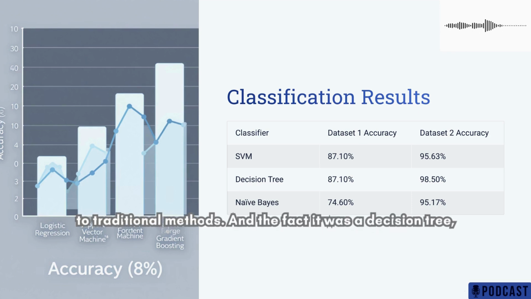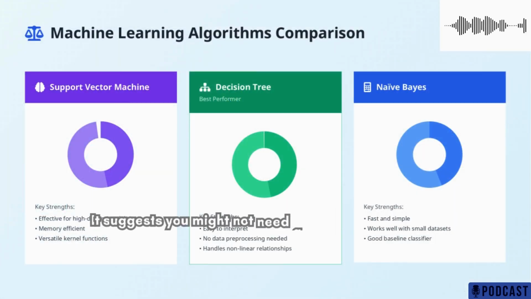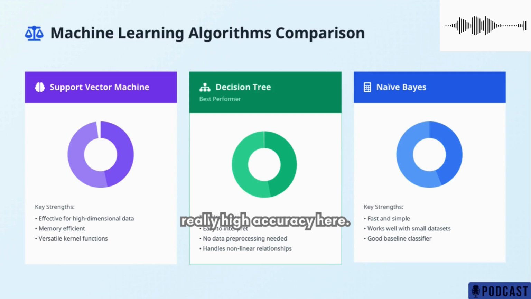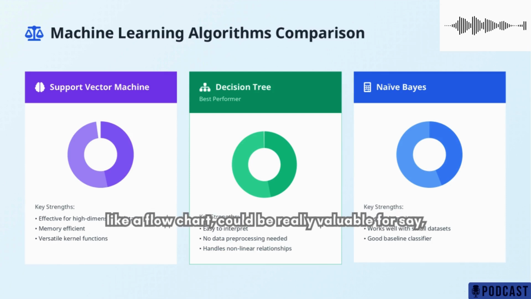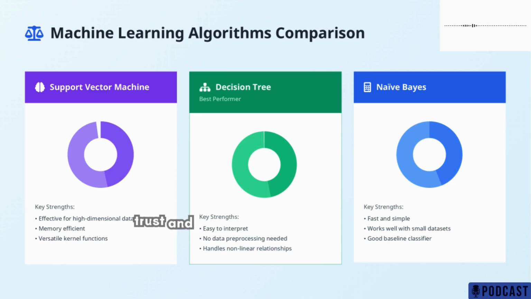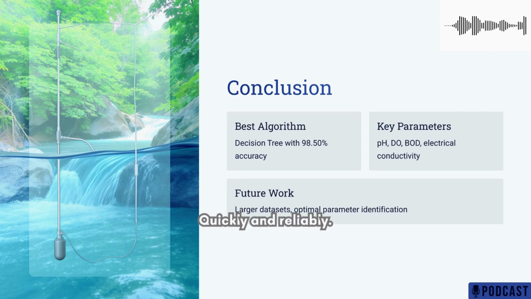And the fact it was a decision tree, which you said is more interpretable, does that matter? I think it does. It suggests you might not need a super complex black box AI model that nobody understands to get really high accuracy here. Having a model you can somewhat understand, like a flowchart, could be really valuable for, say, regulatory agencies or water managers who need to trust and explain the system's decisions. It's about using data smartly to get insights, quickly and reliably.